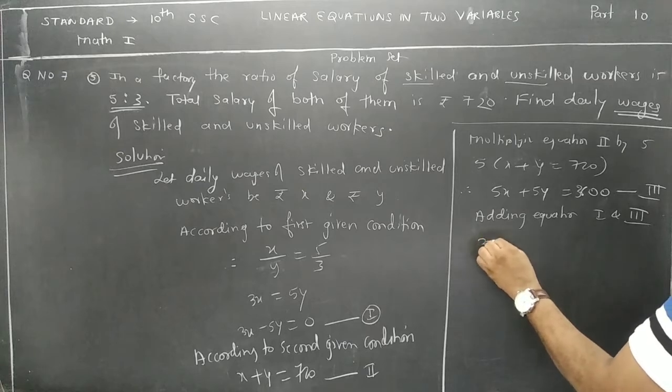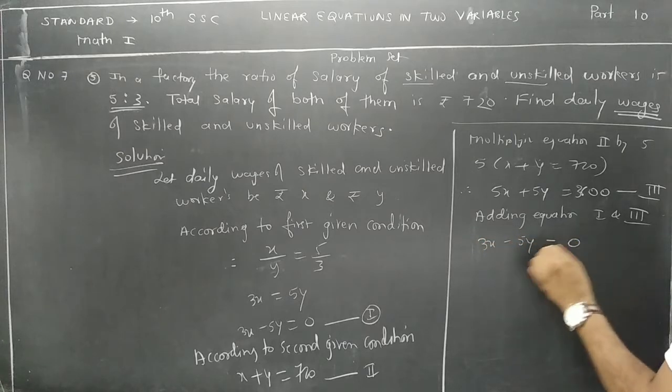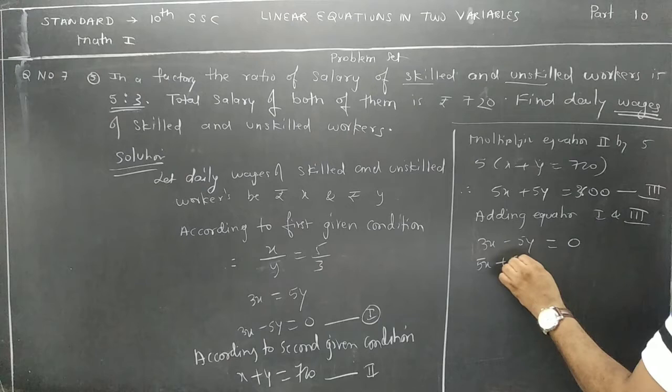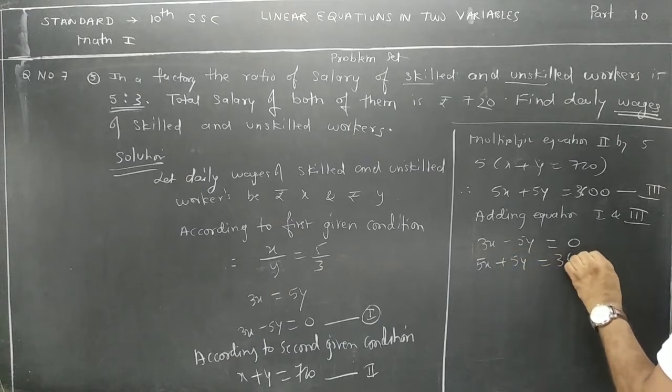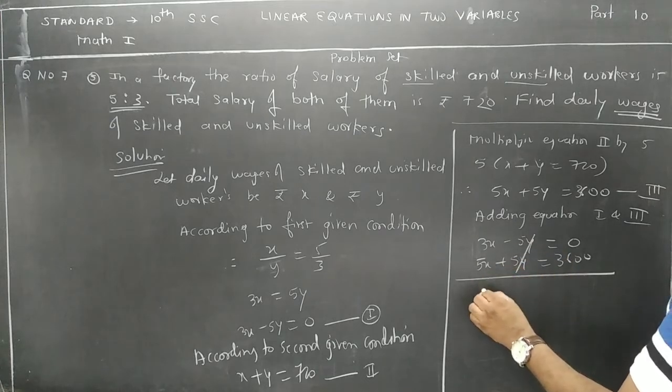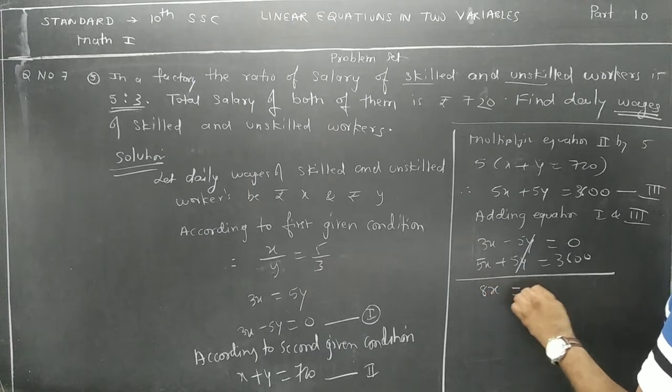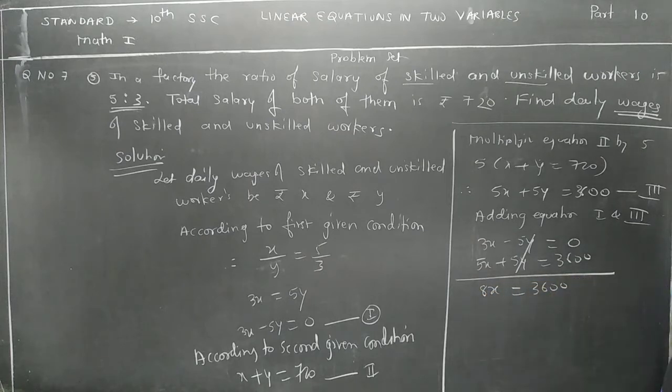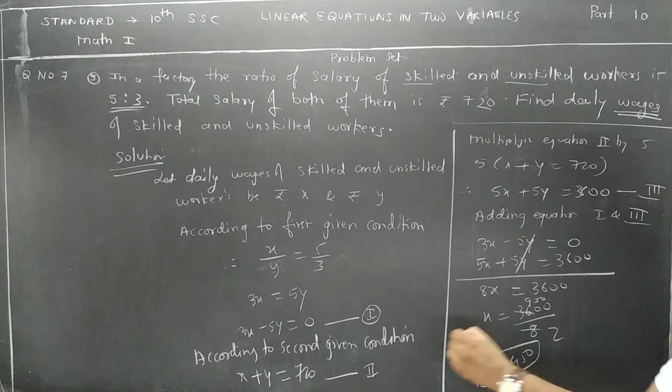What is equation 1? 3x minus 5y is equal to 0. 5x plus 5y is equal to 3600. So if I add, this will get cancelled and we are getting what? 8x is equal to 3600. x is equal to 3600 upon 8. So 4 2s are 8, 4 9s are 36, x is equal to 450.